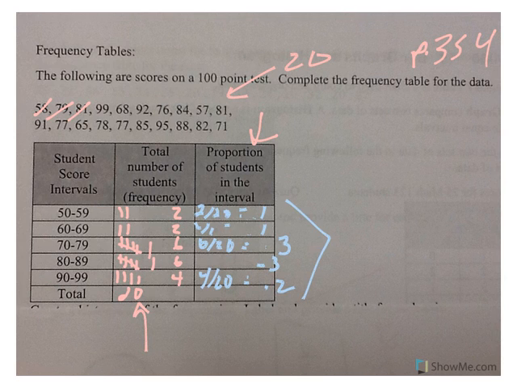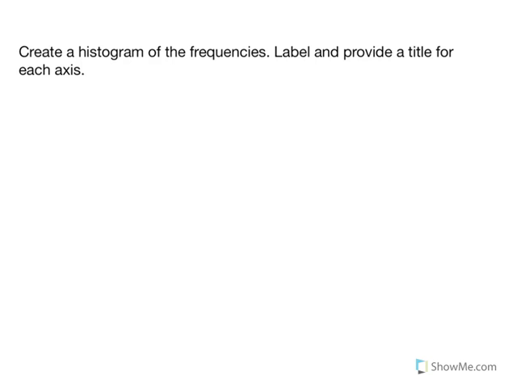When you add the proportions, you should end up with 1, which is the same as 100%, and that works because we are talking about all the data. So you've got to make sure that your frequencies total to how many you started with, and then your proportions add up to 1, because that's important. And then we're going to use that information to create a histogram of the frequencies.